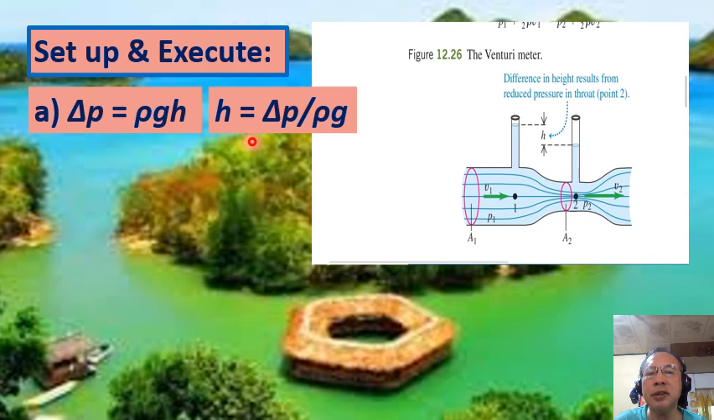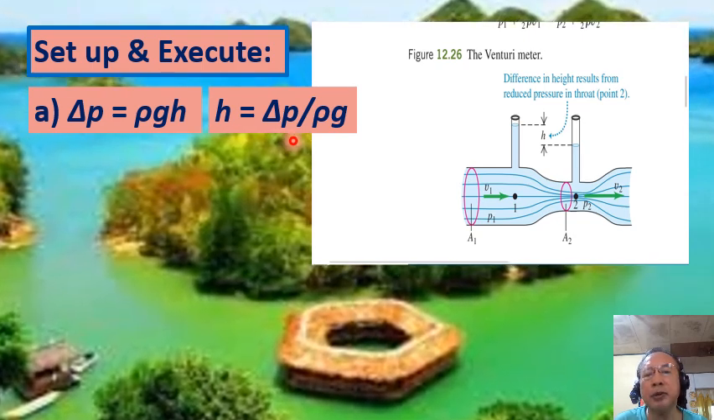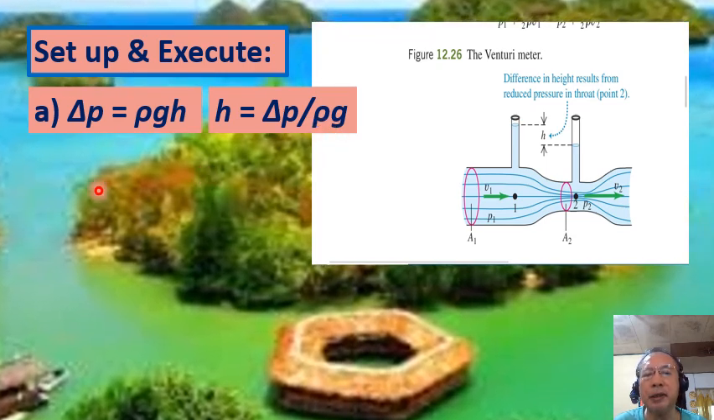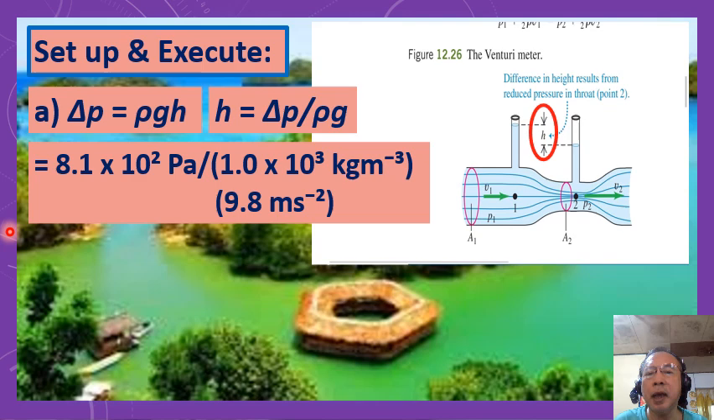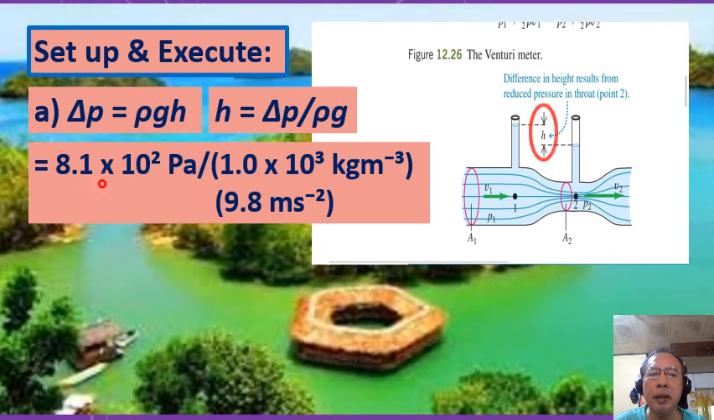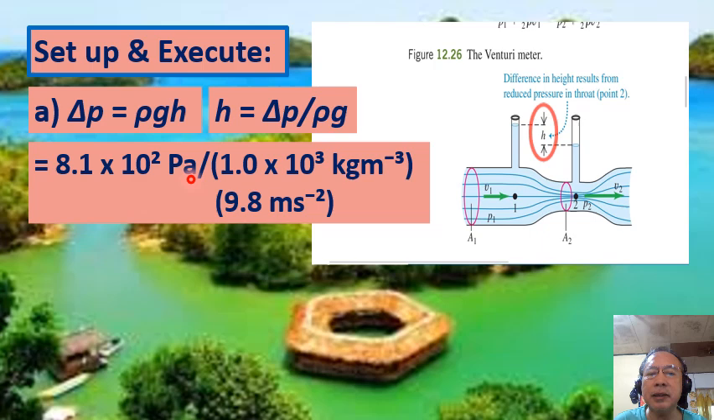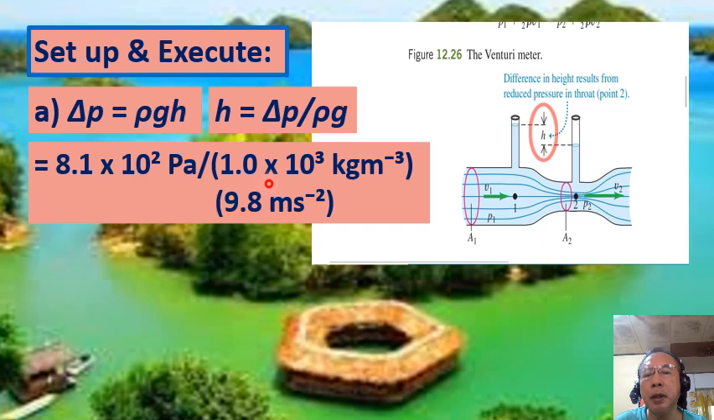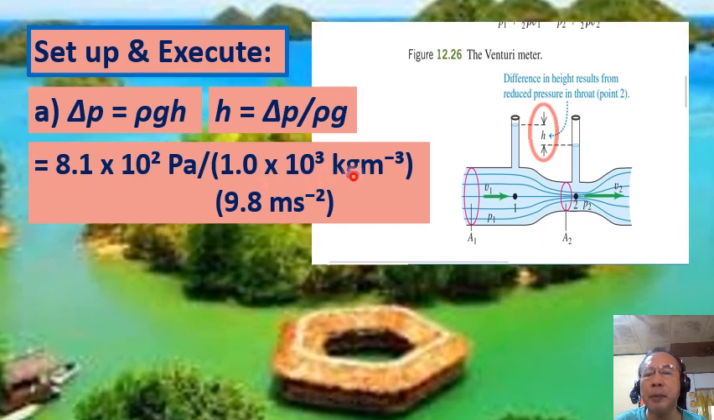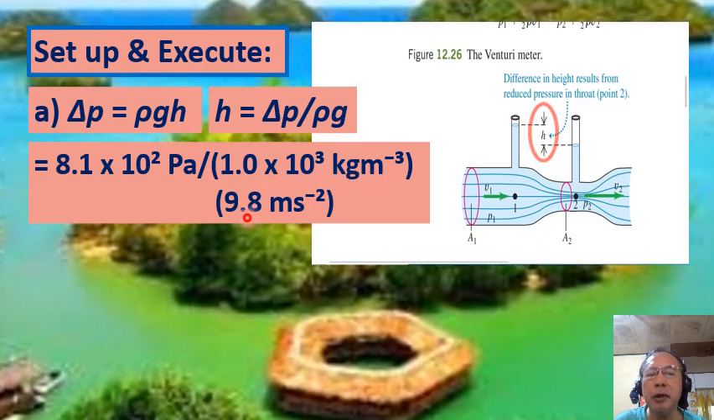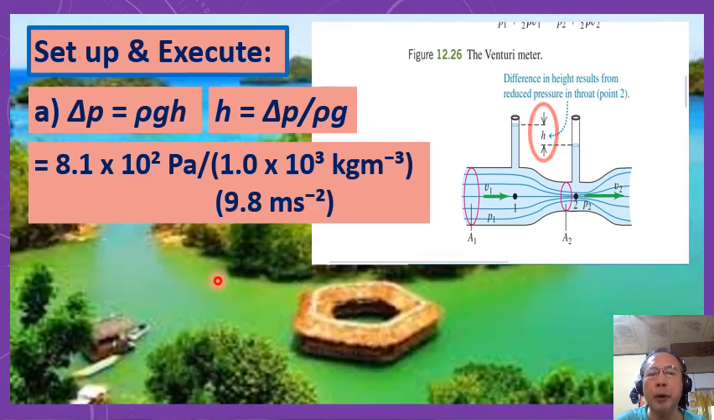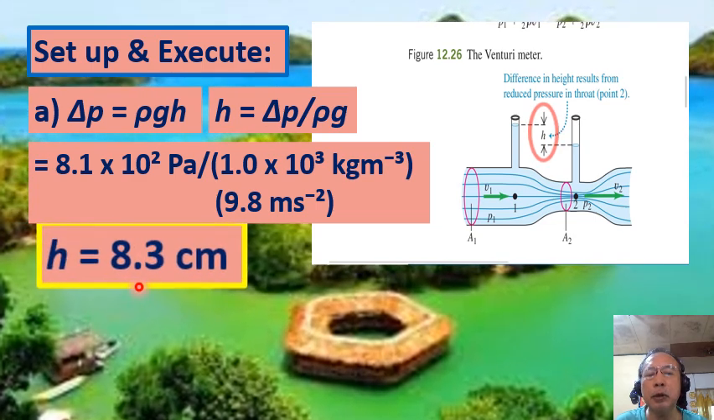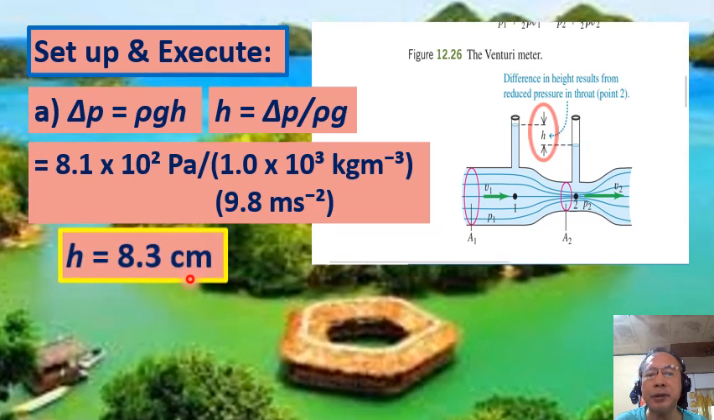h is just equal to the gauge pressure delta P divided by the product of the density and acceleration due to gravity. So substituting, the height h is equal to 8.1 raised to the second power Pascal divided by the product of the density of water 1.0 times 10 to the third power kilogram per meter cubed multiplied by g, or 9.8 meters per second squared. So when we do our math, we find the value of the height h equal to 8.3 centimeters.